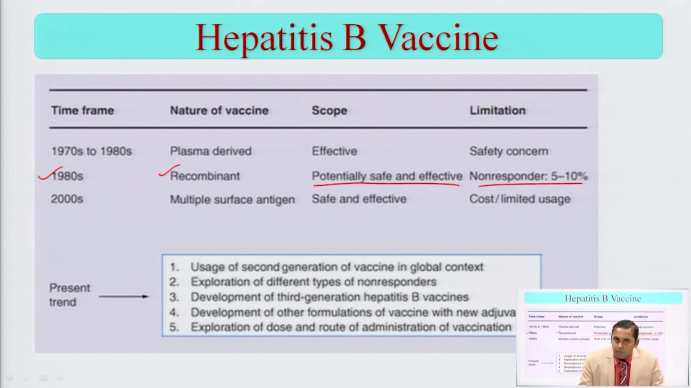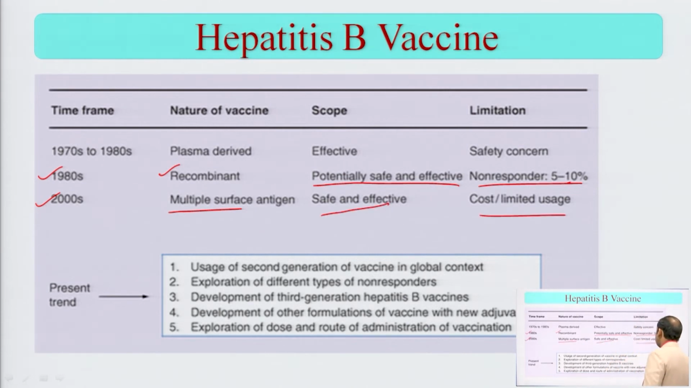Many people's immune system, their body, will not respond against a certain vaccine. So the number is very low, 5 to 10%. After that, in 2000, multiple surface antigens were actually given. These are also safe and effective, but the problem is the high cost, and it has limited use.